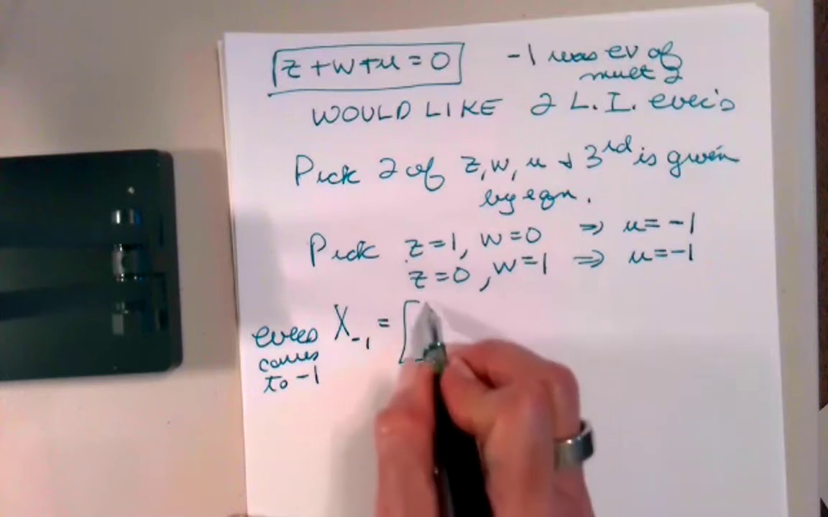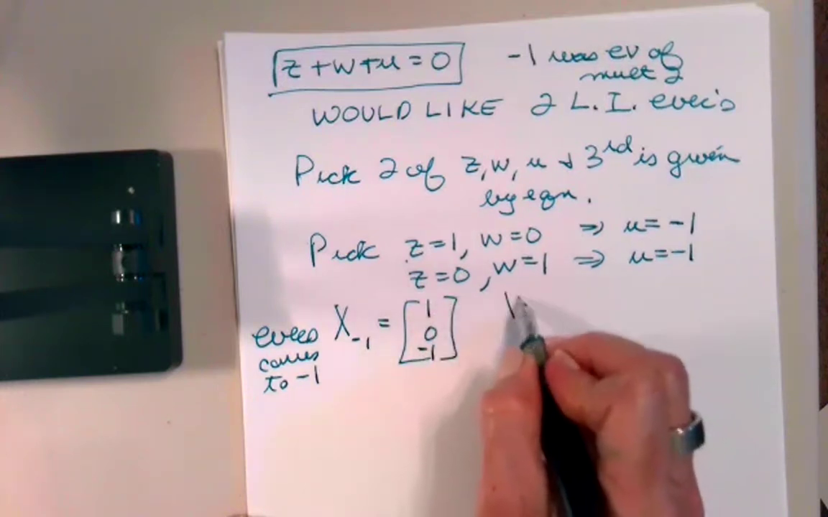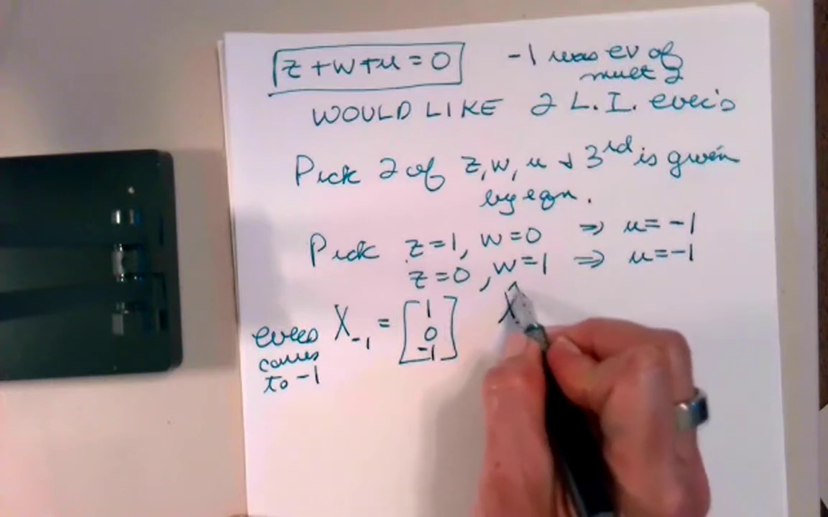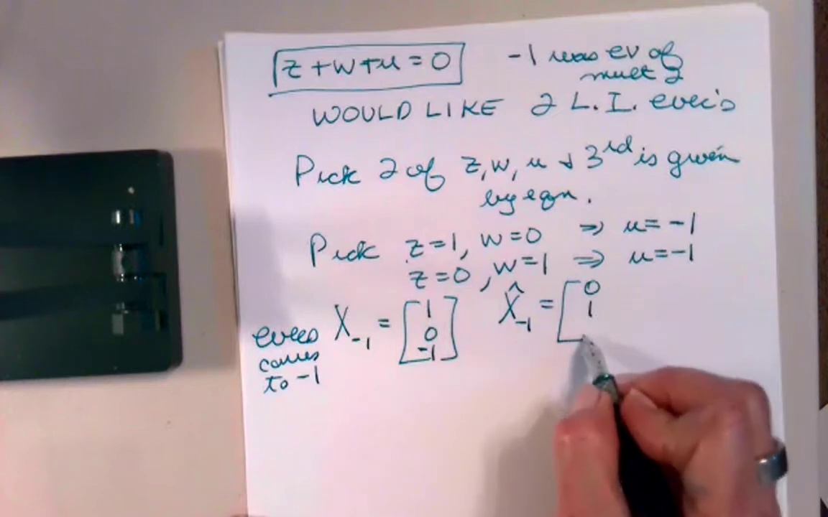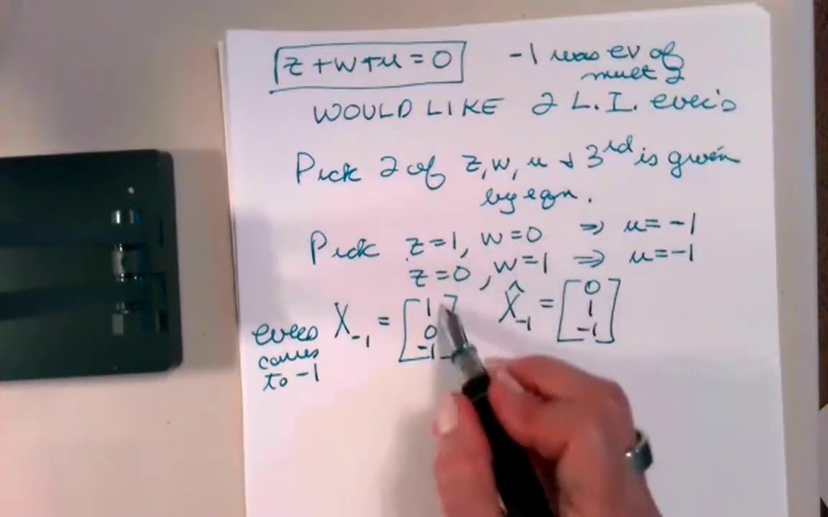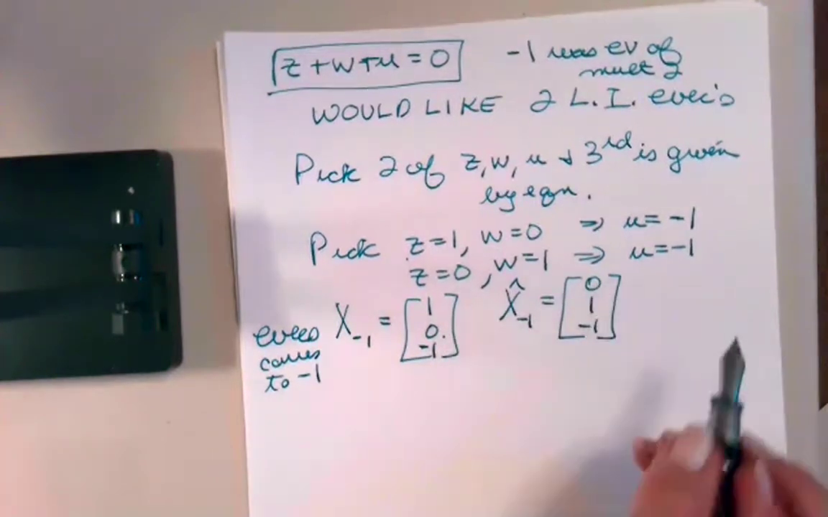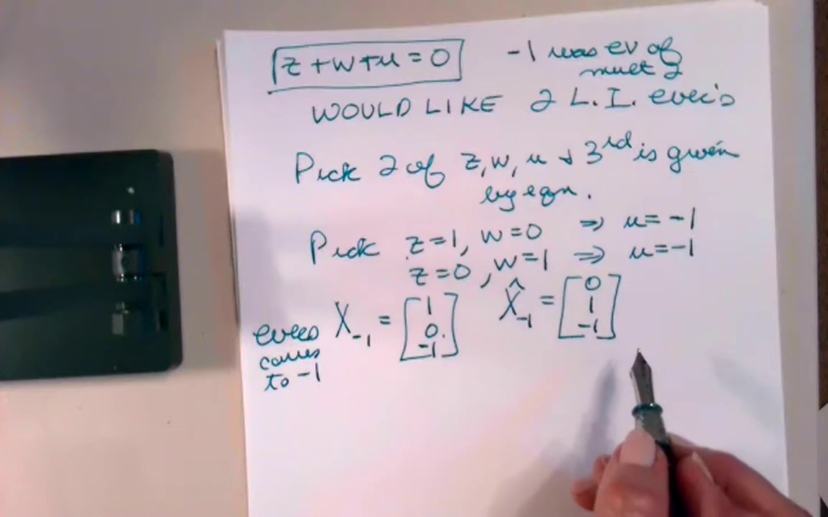So that was z is 1, w is 0, u is -1. And the second one, I don't know, let's call it hat. Give it any name you like. That'll be 0, 1, -1. And by choosing the 1, 0, 0, 1, you are sure that these come out to be linearly independent eigenvectors.